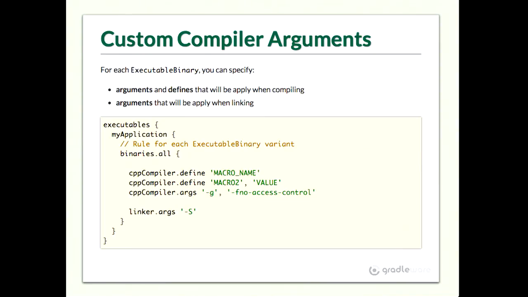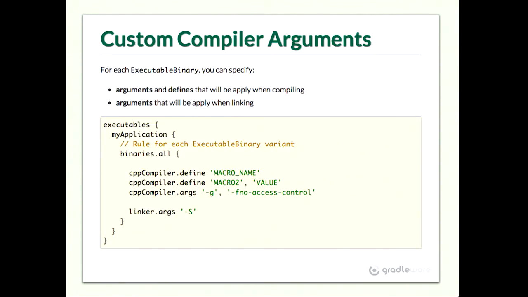The way we define them is in a rule. So here what we've got is my executables container that I showed before. That's what Gradle's defined. Here's the application I'm defining. So I'm saying I'm building a component called my application. Basically saying for every binary, so for every executable binary variant, configure the compiler and the linker in this way. So configure the C++ compiler with this macro defined, and that's a macro with no value.